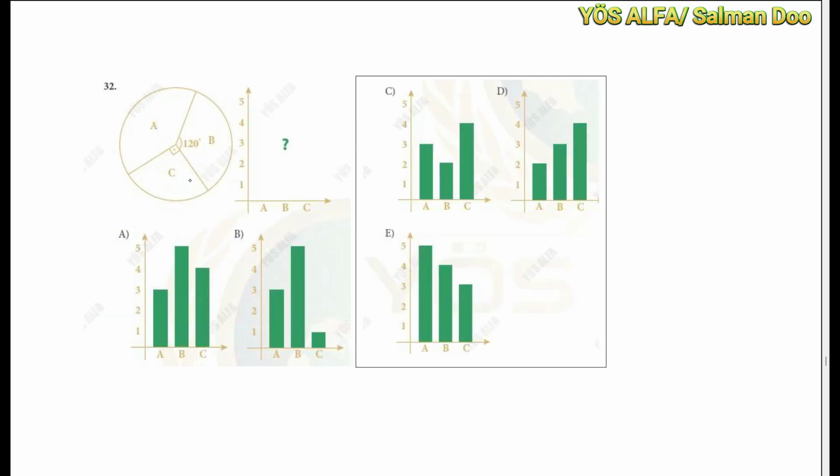A circular graph is given, and the bar graph is at. B is given to be 120. C is given to be 90. So what's A? So this is 360 degrees. So 120 plus 90 is 210. So A has to be 150.